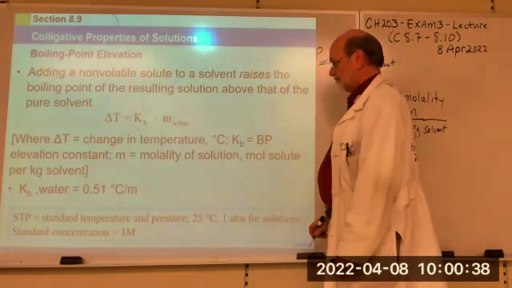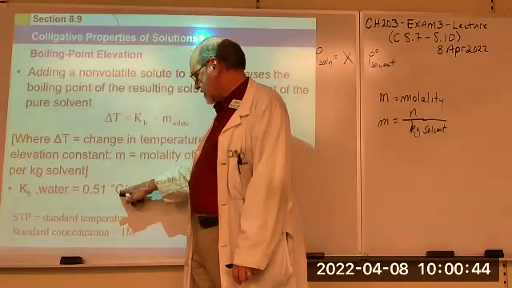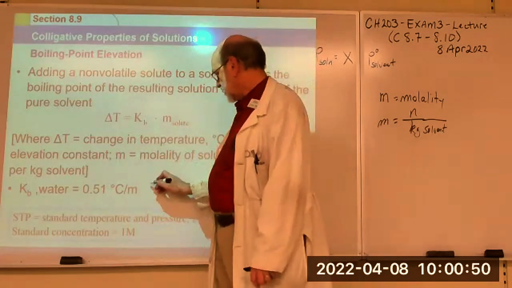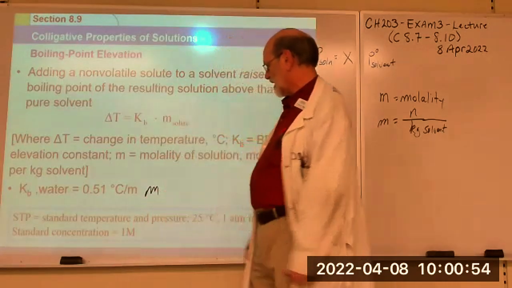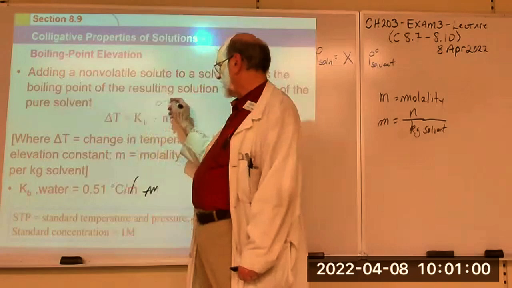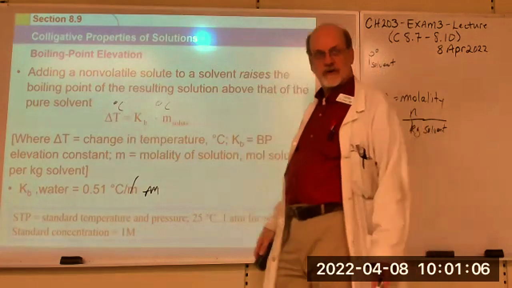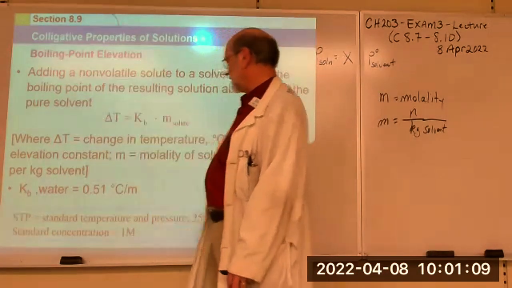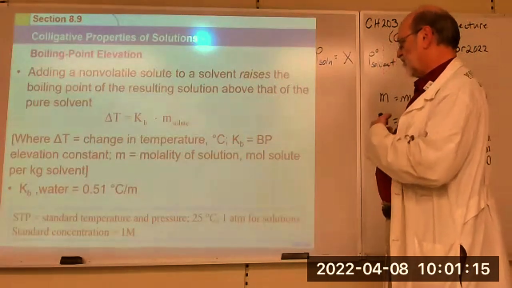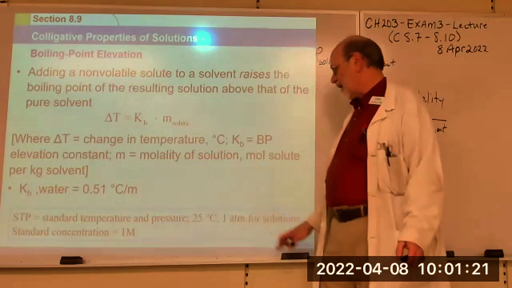So once you can determine, and for water, here it is, it's degrees Celsius per molality. Notice that if you have this times this of the solution, then these two cancel, and degree C on this side and degree C on this side. So if we do some unit analysis, we see that it's kosher. Okay, another caveat. These values are always determined at standard temperature and pressure, 25 degrees C, 1 atmosphere.